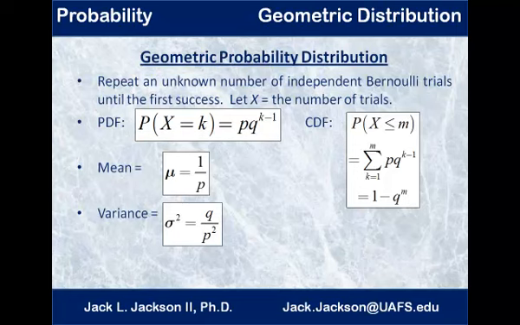The mean of this distribution turns out to be just 1 over p, and the variance turns out to be q over p squared. Now, finding these last three formulas, the one for the CDF, the mean, and the variance, actually requires a little bit more advanced mathematics that I don't really have time to go into at this point. Typically, a course where you would see this mathematics would be like a Calculus 2 class.